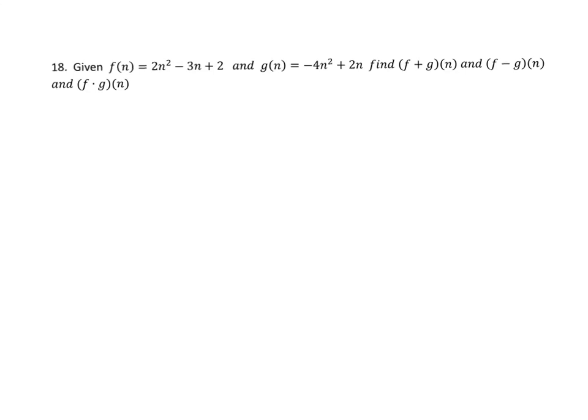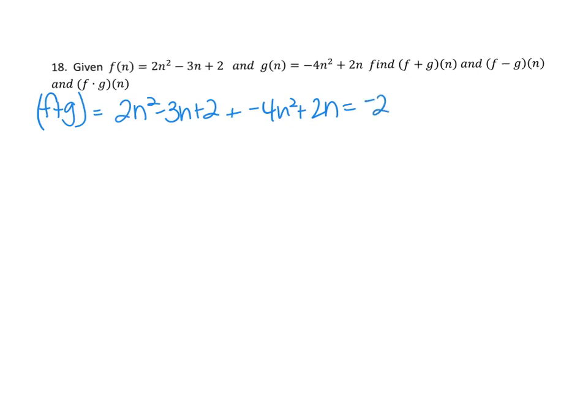Okay, given f of n equals 2n squared minus 3n plus 2, and g of n equals negative 4n squared plus 2n, find f plus g, f minus g, and f times g. So let's start with the easy one, f plus g of x, which just means I'm adding 2n squared minus 3n plus 2 to negative 4n squared plus 2n. And we get negative 2n squared, negative 3n plus 2n gives me minus n, and then plus the 2.